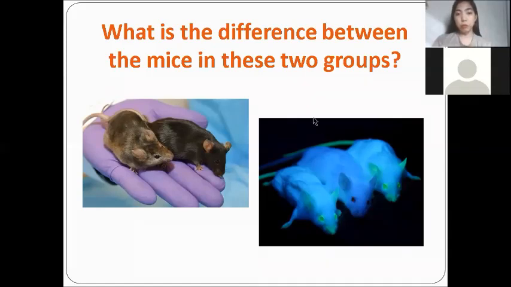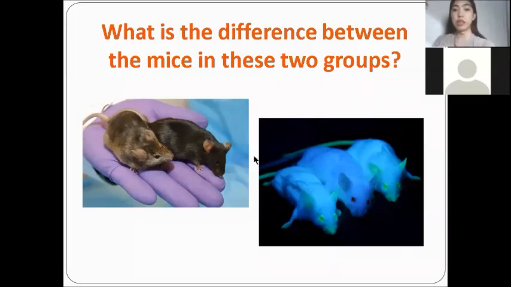And then in group B, the right three mice, the middle mouse is a normal mouse. The other two are genetically modified to express enhanced green fluorescent protein. So as you can see, these two glow in the dark compared to the normal one. From that picture, I think you have an idea of what genetic engineering is.